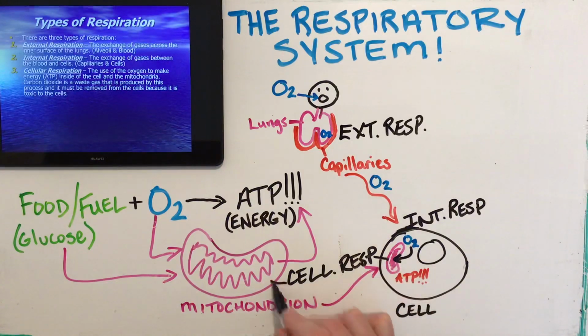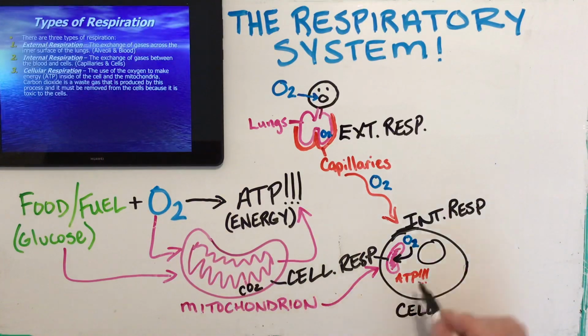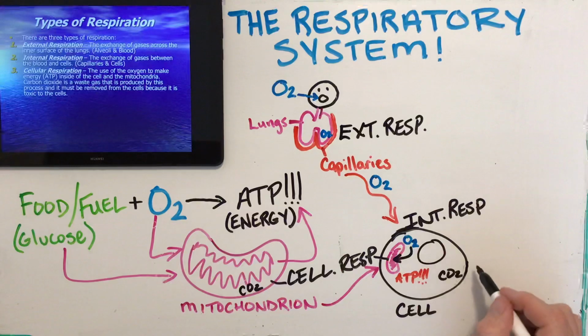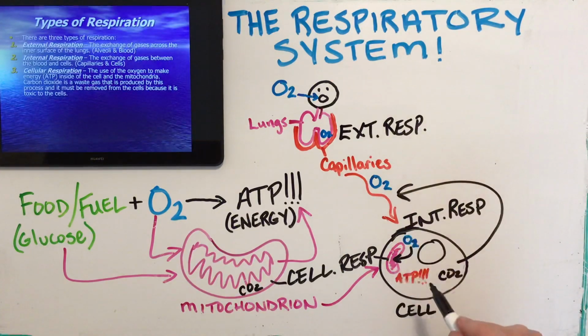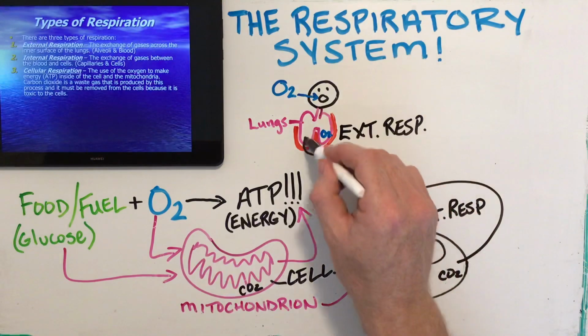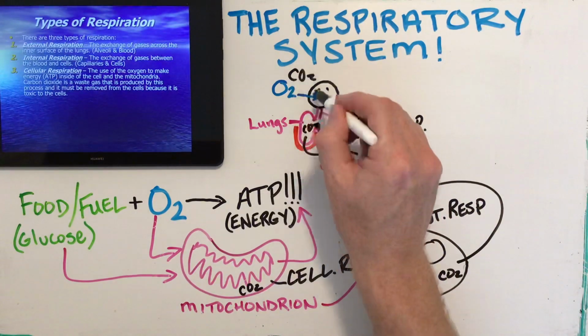And we'll just kind of connect these two like that. All right. Ironically, another gas is made. As we make ATP, CO2 is made. And CO2 is going to be put in the cytoplasm. CO2 gets dumped into the blood. CO2 goes into the lungs. And we breathe out CO2.